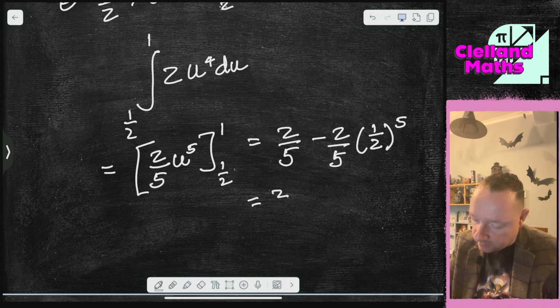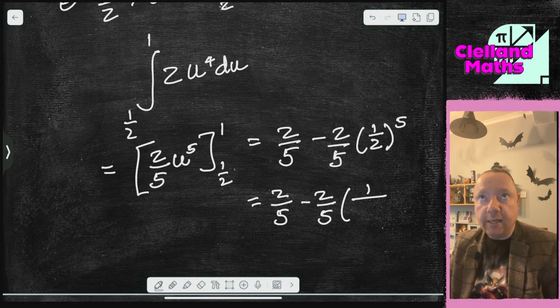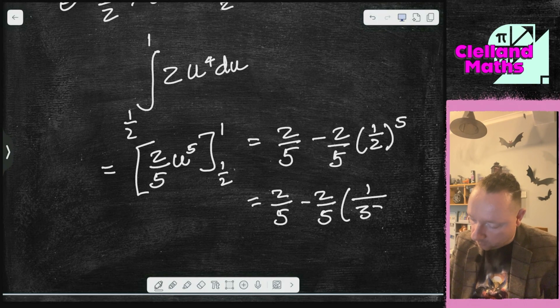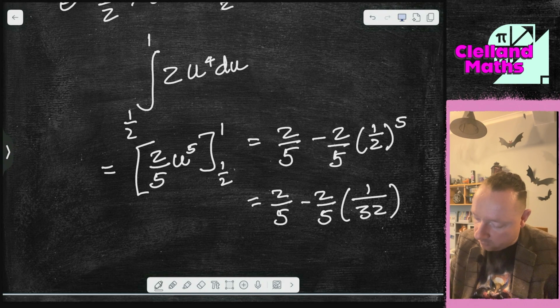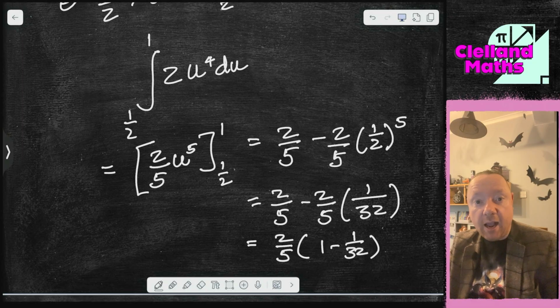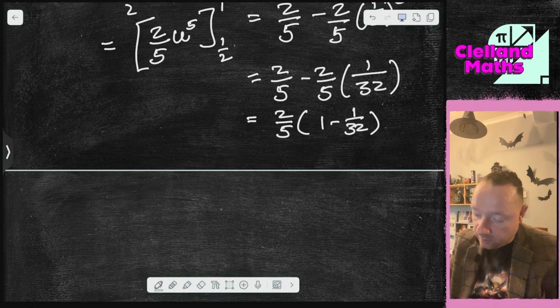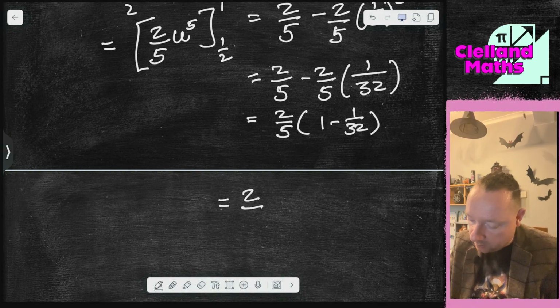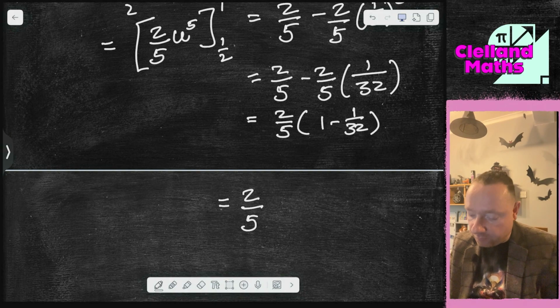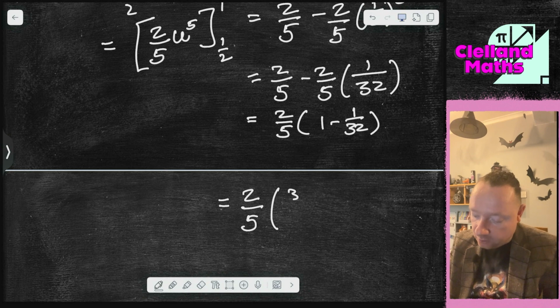Non-calculator this, so that's 2/5 minus 2/5 times 1 over 2 to the 5, which is 2 times 2 is 4, times 2 is 8, times 2 is 16, times 2 is 32. We could take 2/5 out as a common factor here to make it easier, and that just gives me 1 minus 1 over 32, and then work out that. Or you could have just done 2/5 times 1 over 32, then took it away from 2/5. Your choice. But I'm going to do it this way because that just makes my brain easier. 1 minus 1 over 32 is 31 over 32.